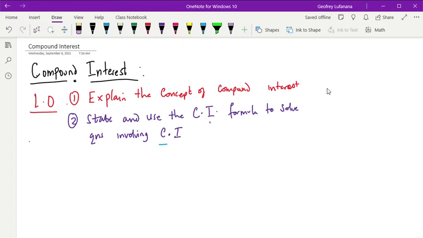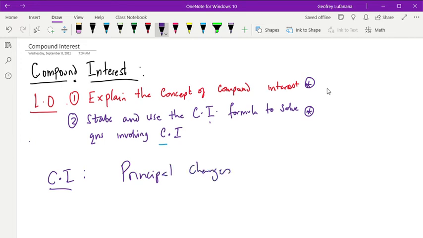Okay, compound interest. By the end of this video, you should be able to explain the concept of compound interest, and also state and use the compound interest formula to solve questions that involve compound interest. Now, one major difference between compound and simple interest is that for compound interest, your principal changes every year. That is, the amount from the previous year becomes the principal for the new year. So compound interest actually means that you keep summing as you go on.